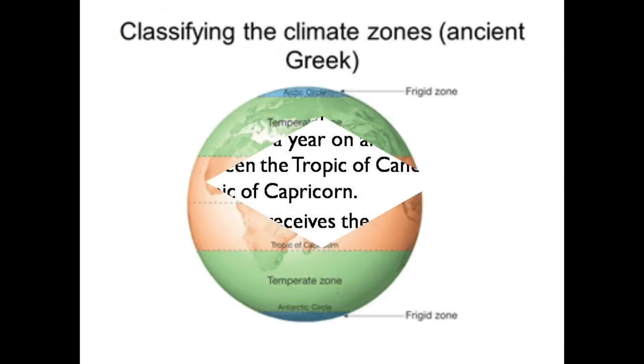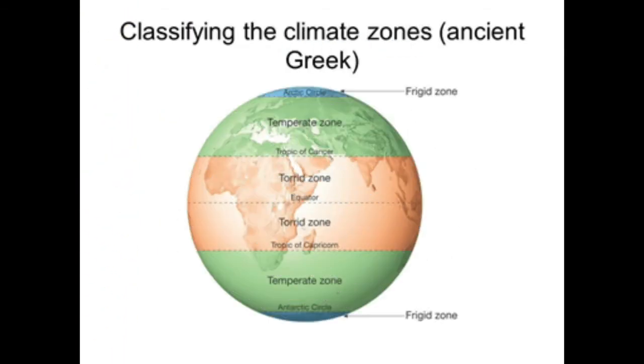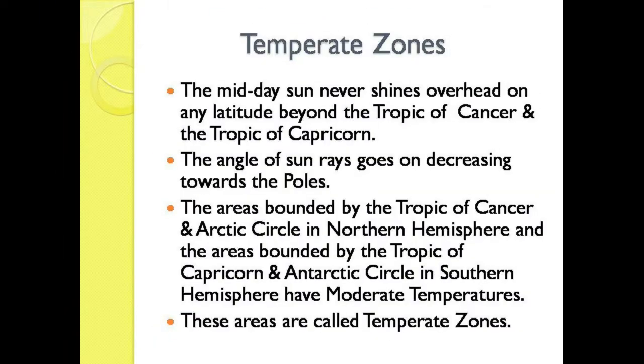Temperate zones. The midday sun never shines overhead on any latitude beyond the Tropic of Cancer and the Tropic of Capricorn. The angle of sun rays goes on decreasing towards the poles. The areas bounded by the Tropic of Cancer and Arctic Circle in the Northern Hemisphere, and the areas bounded by the Tropic of Capricorn and Antarctic Circle in the Southern Hemisphere, have moderate temperatures. These areas are called temperate zones.